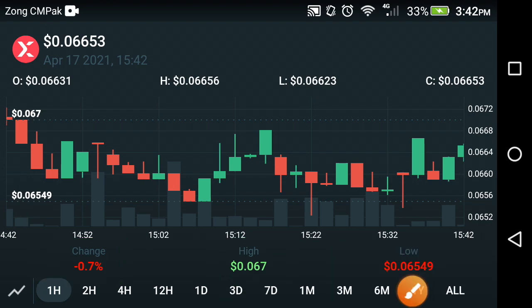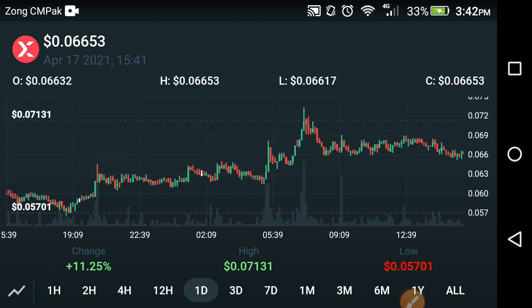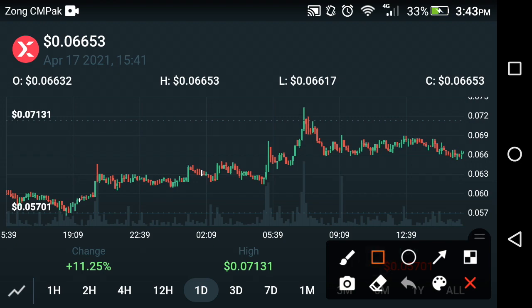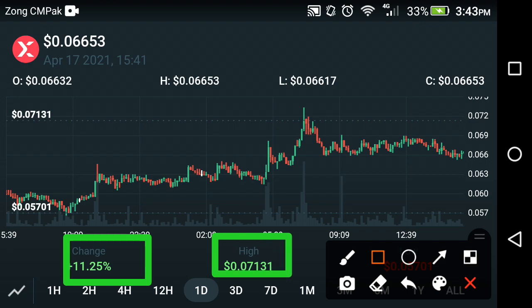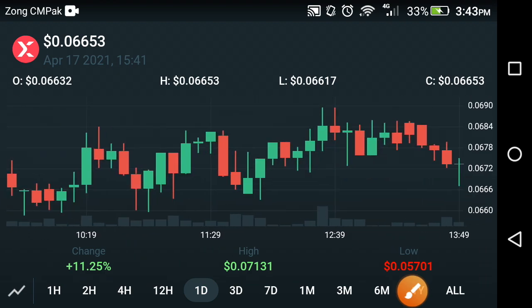Now, to detect the next target of the StormX coin, we have to look at the last 1 day price prediction. You can see that now on the screen. If we talk about the change in the last 1 day, it is absolutely a very good jump. A positive 11.25% change occurred in StormX in the last 1 day, and the high price of StormX, as you can see here, is 0.0731 USD in the last 1 day period, friends.